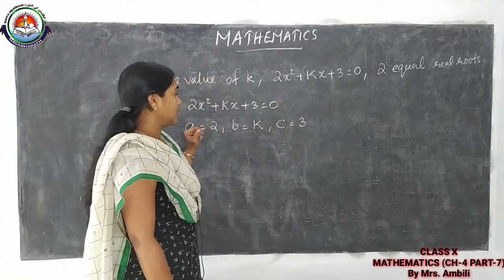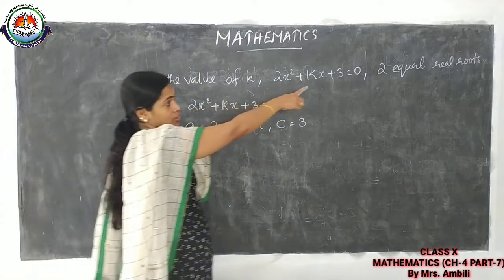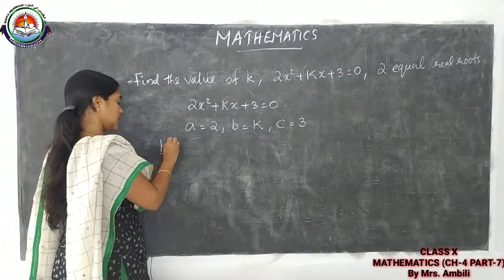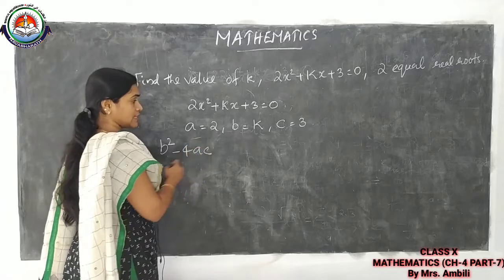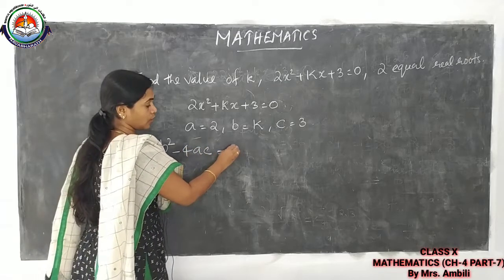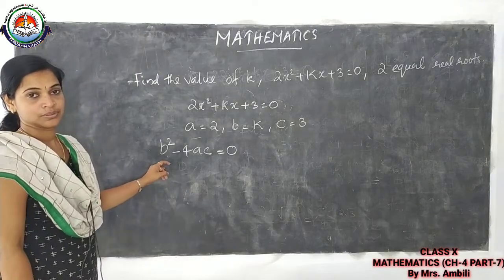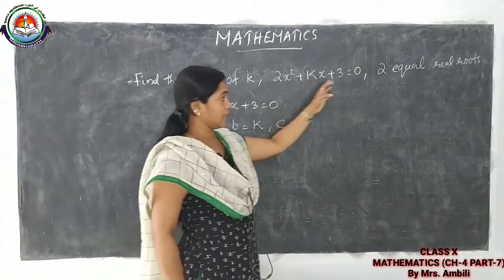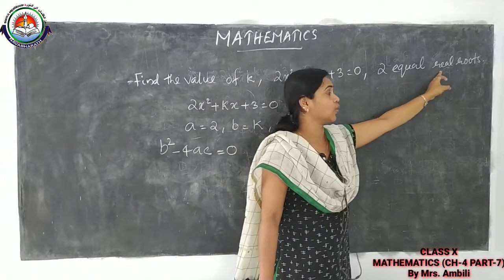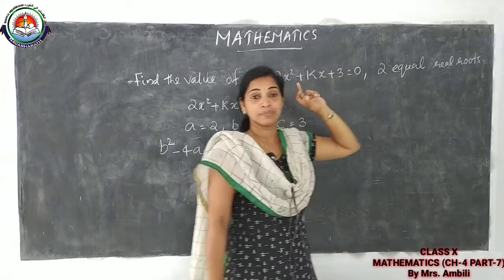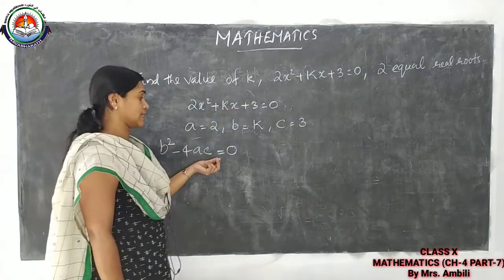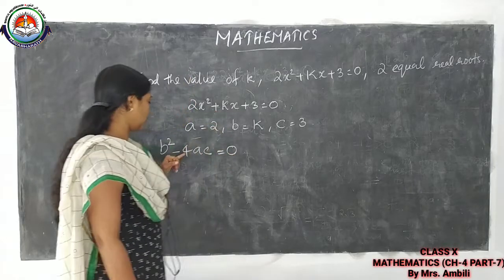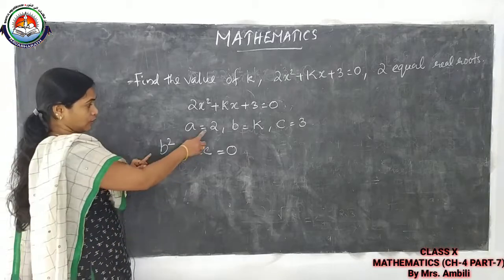It is given that the given equation has two equal real roots. Two equal real roots mean we know that b square minus 4ac, that is our discriminant, is equal to 0. Why did we write b square minus 4ac equal to 0 here? Because it is given in the question that the equation has two equal real roots. So from the given equation we need to find b square minus 4ac.